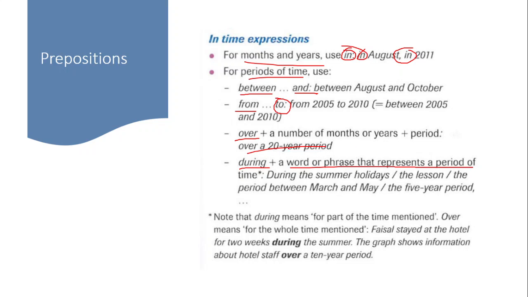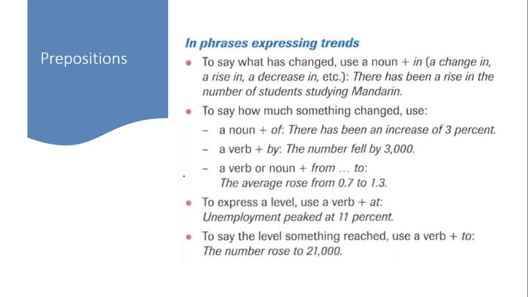What's the difference? Over a 20-year period means the whole 20 years. During the summer holidays, it doesn't mean that it's during the whole summer holidays. Okay, look at the notes here. Faisal stayed at the hotel for 2 weeks during the summer. Summer takes 3 months, but it's only 2 weeks. We use during. But when we use over, we talk about the whole time mentioned.